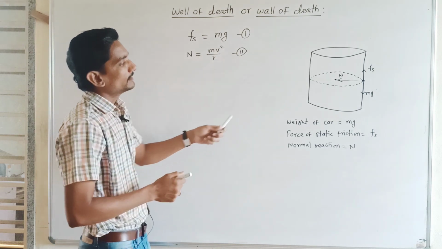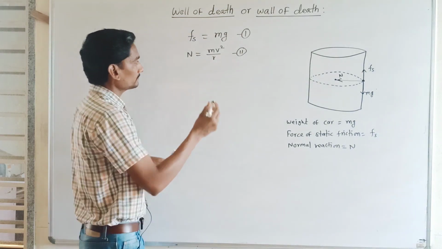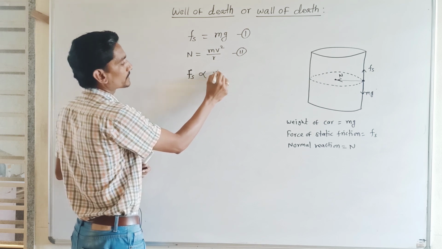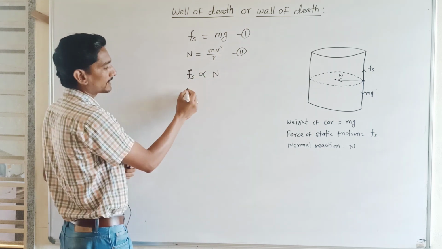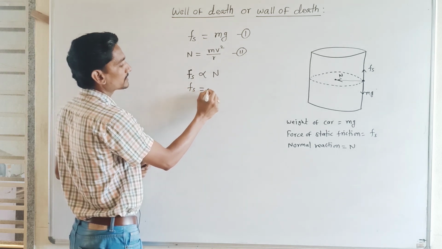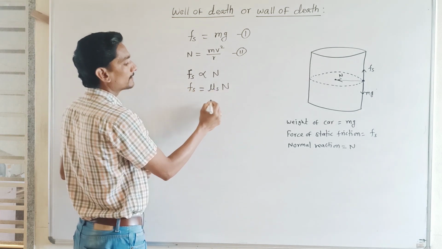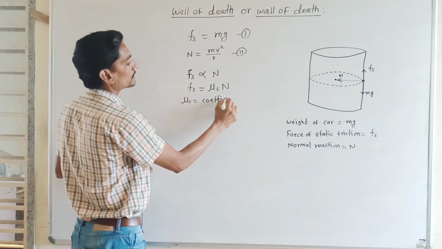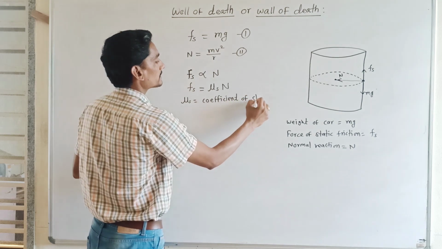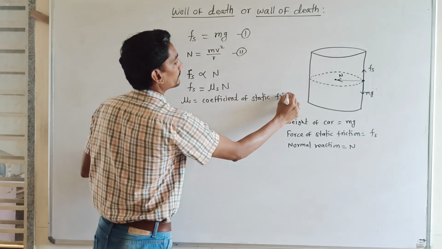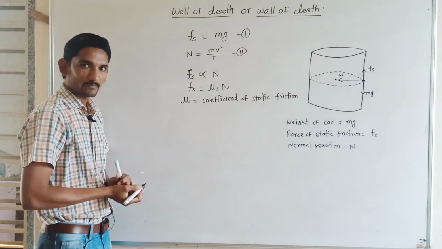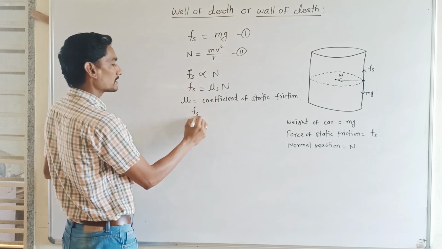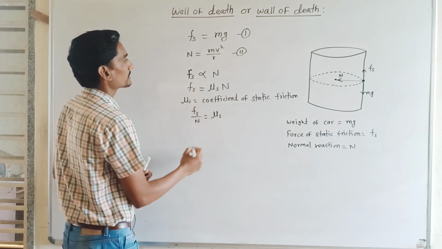We know that static friction is always directly proportional to the normal reaction, and therefore we can write that the force of static friction Fs equals mu s into N, where mu s is the coefficient of static friction. From this relation, Fs upon N equals mu s.